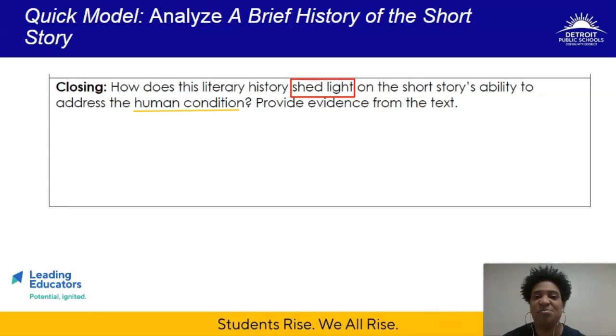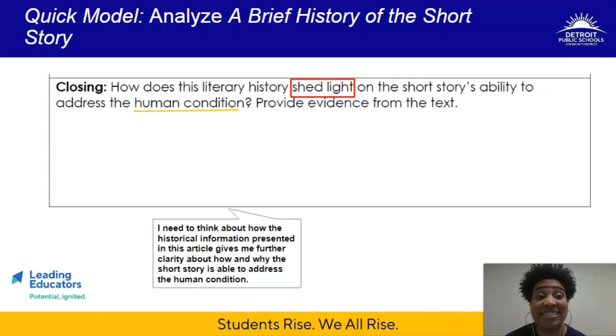So you're going to, again, go back to the essential question for the unit here and connect it directly to this text. Okay. When approaching this question as it relates to the idea of shedding light, I need to think about how the historical information presented in this article gives me further clarity and insight about how and why the short story is able to address the human condition. So it's not just about whether or not the short story is connected to the human condition, but what makes it uniquely capable of reflecting the human condition based on all the information that the author provides in its overall history and explanation of the short story.